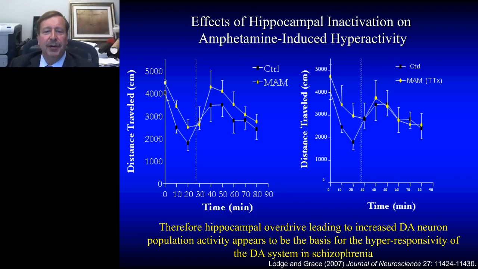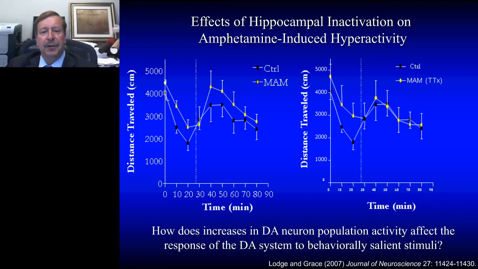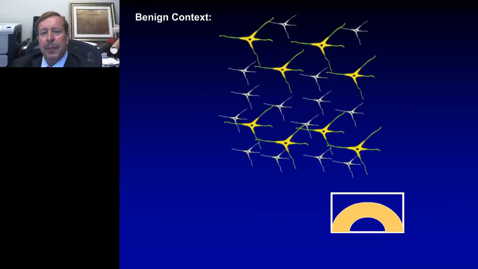Therefore, the hippocampal overdrive leading to increased dopamine neuron population activity appears to be the basis for this hyperresponsivity of the dopamine system that seems to occur in schizophrenia. Now, how does the increase in dopamine population activity affect the response of the dopamine system to behaviorally salient stimuli? In other words, how does this translate to pathology?